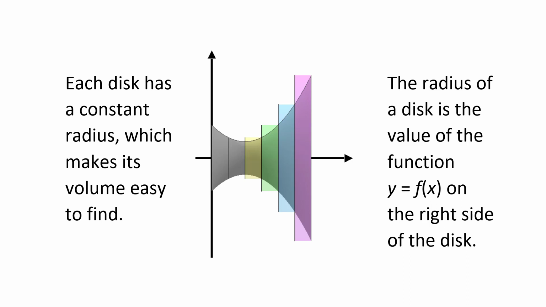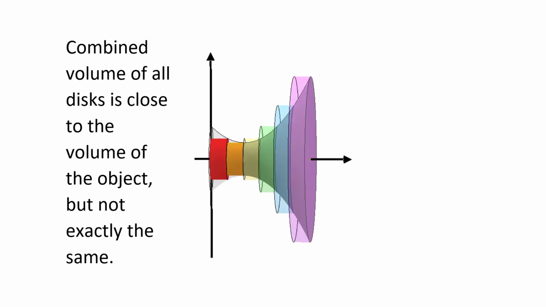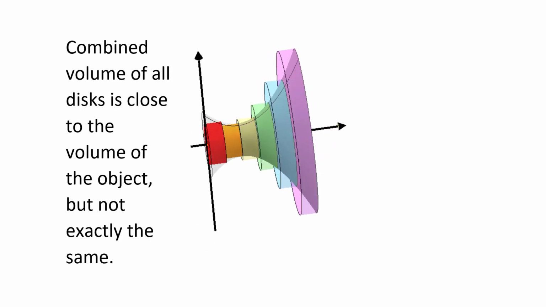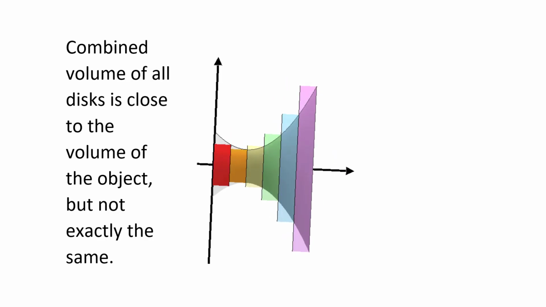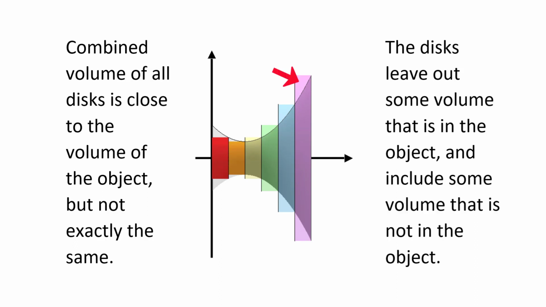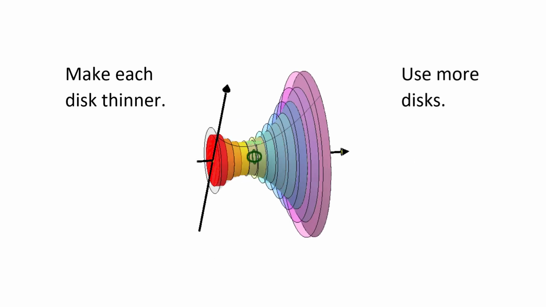A couple of the disks are hidden inside the solid. We can see them better if we make that part of the solid translucent. You can see that the total volume of all the disks is close to the same as the volume of the object, but not quite the same. The disks leave out some volume that is in the object, and the disks include some volume that is not in the object. Now look at what happens if we make the disks thinner and use more of them.